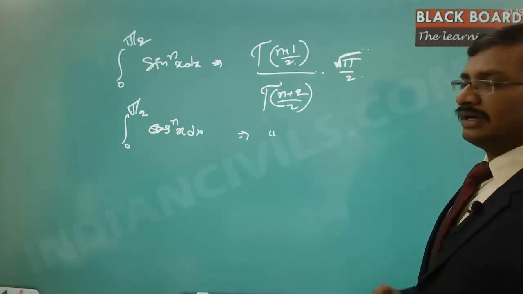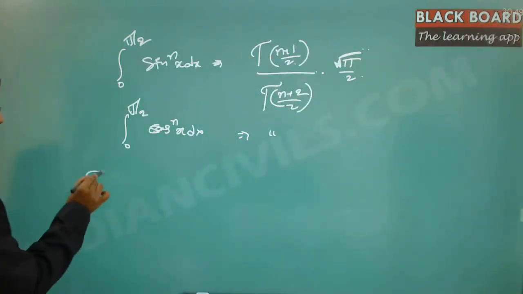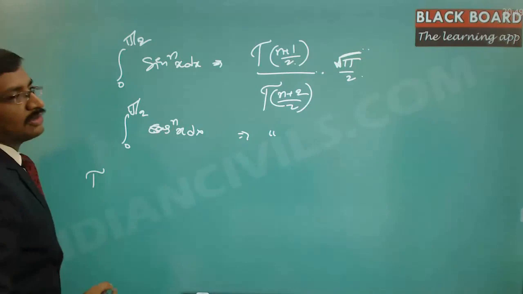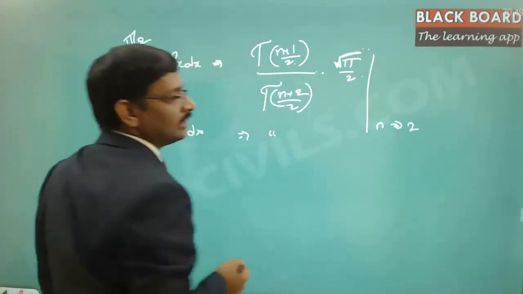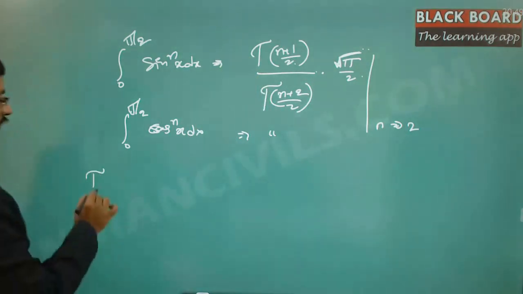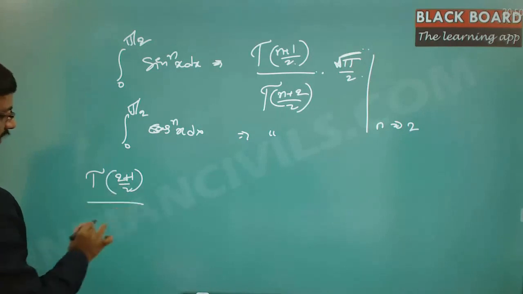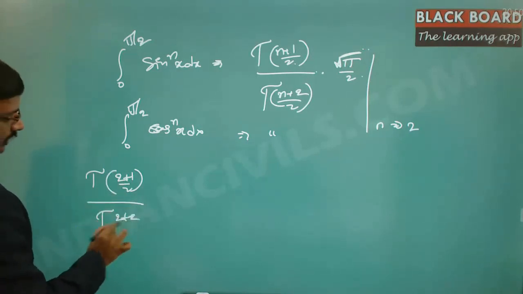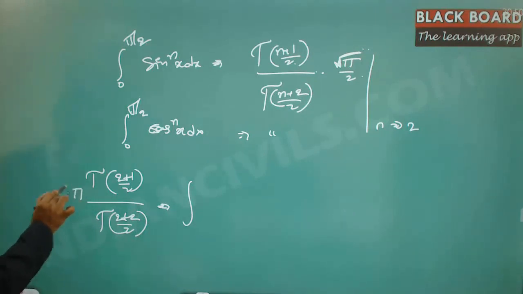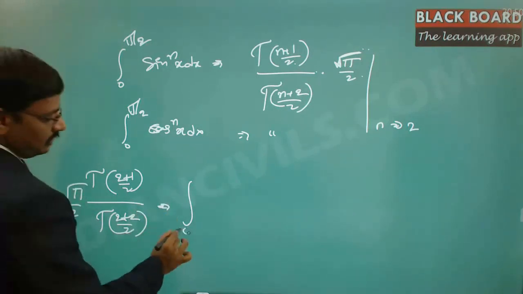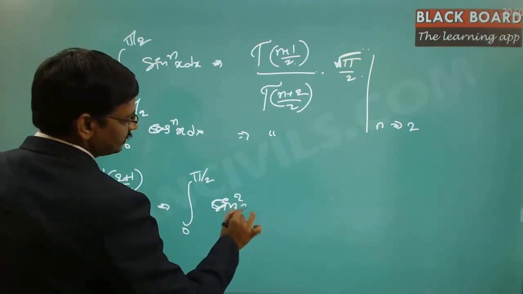Now let us calculate gamma of 3 by 2. In this particular case, let us consider n is equal to 2. If you substitute it in this function, gamma of (2 plus 1) by 2 divided by gamma of (2 plus 2) by 2, into root pi by 2, and this value is equal to the integral from 0 to pi by 2 of sine square x dx.